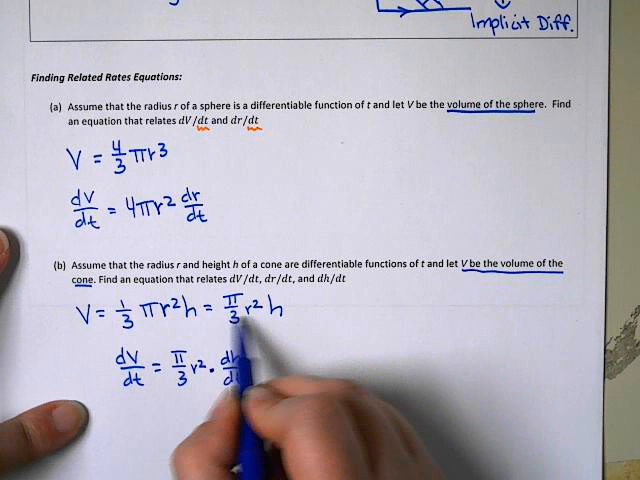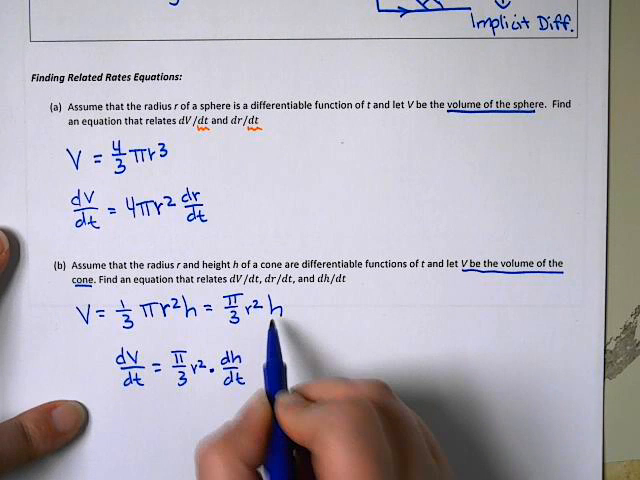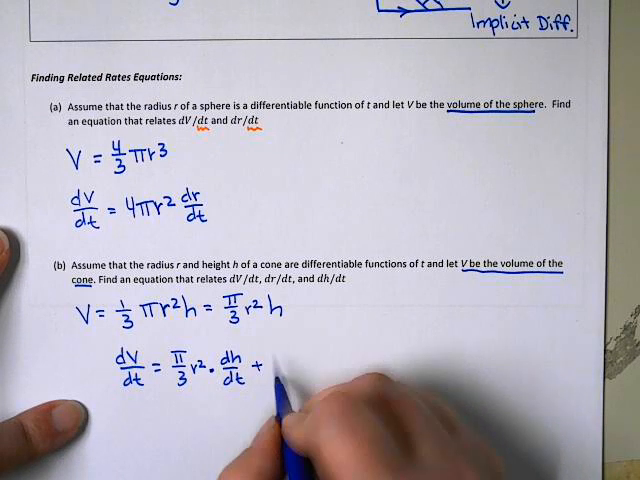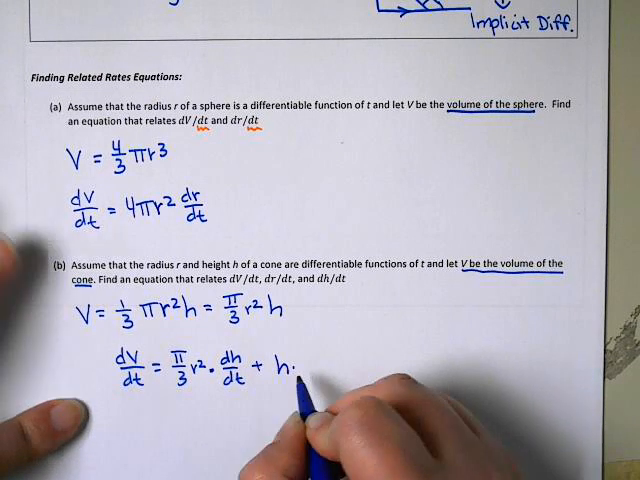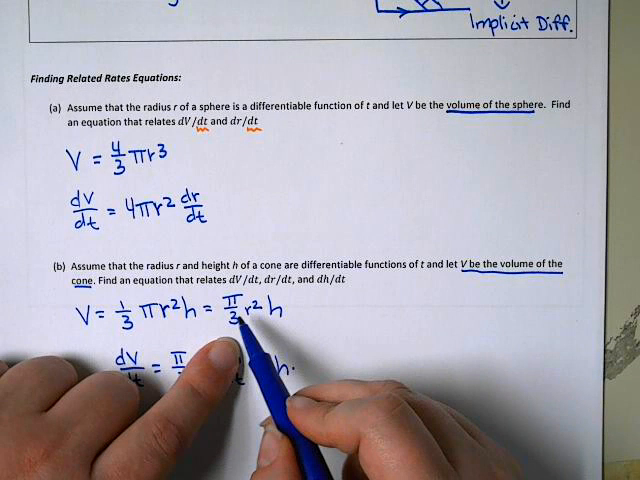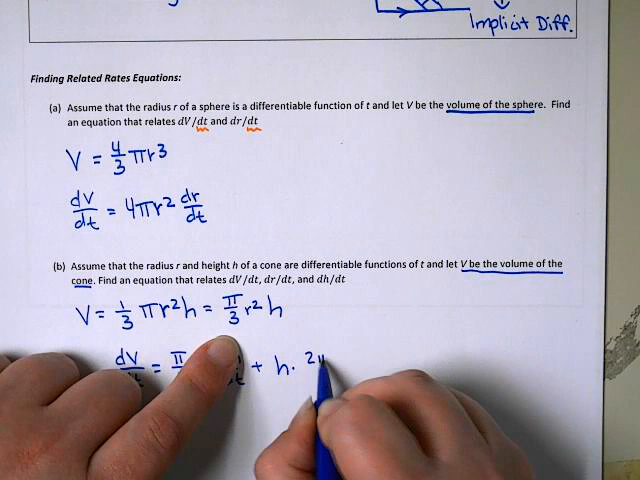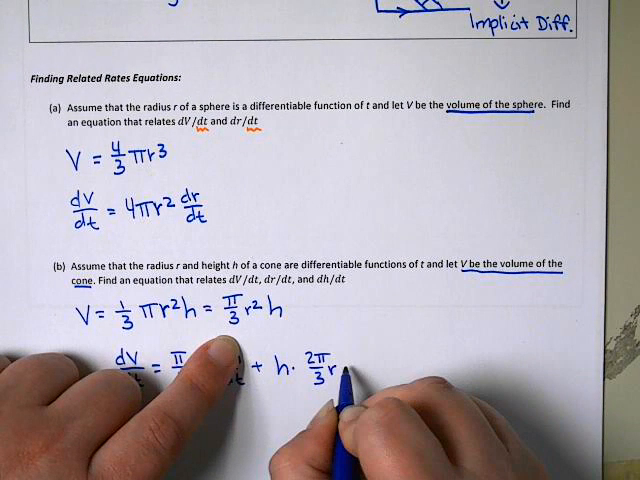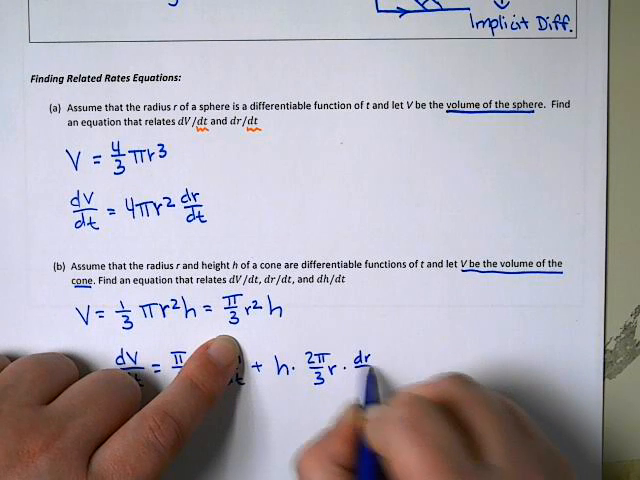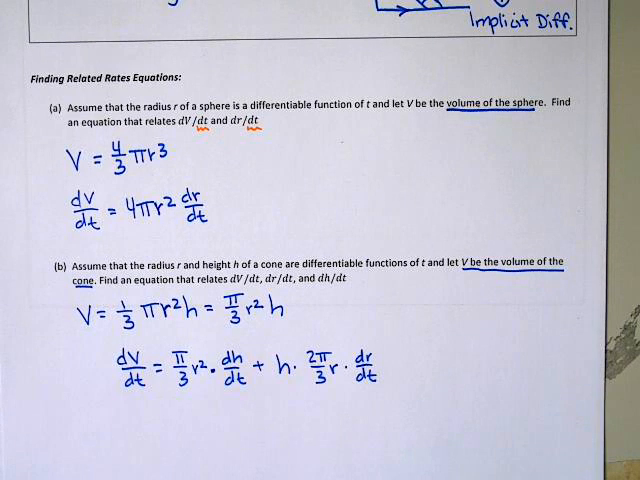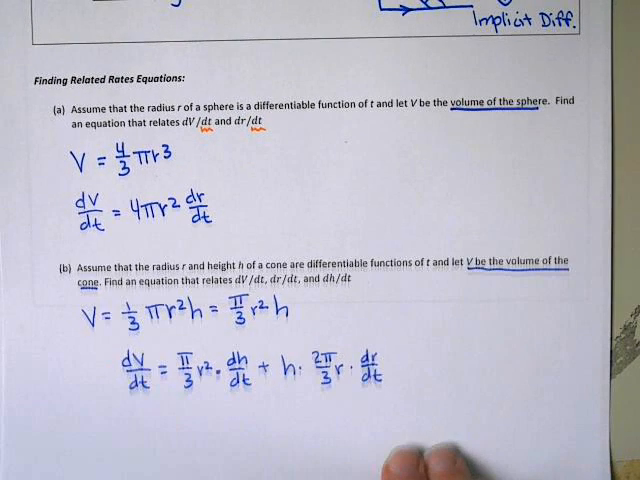So I leave my first function alone and multiply by the derivative of the second. And then plus, I'm going to leave the h alone now, and now I'm going to multiply by the derivative of pi over 3 r squared. So that would be 2 pi over 3 r, and then times dr dt. So this one looks kind of nasty, I know, but that's how we would do that one if we need the product rule.